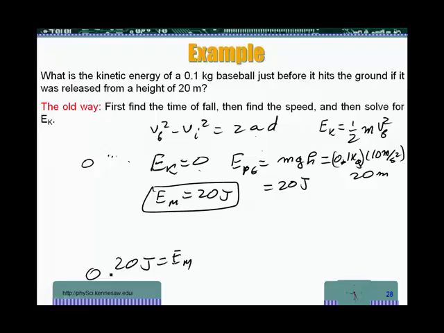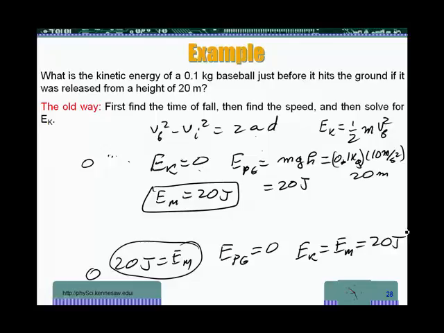Now, at the bottom there, my gravitational potential energy is going to be 0, since I'm at a height of 0 relative to ground. So my kinetic energy is going to be fully equal to the mechanical energy. Kinetic energy is going to be equal to the mechanical energy, so it should be equal to 20 joules. If you have solved it the other way, you should be able to find the same answer.